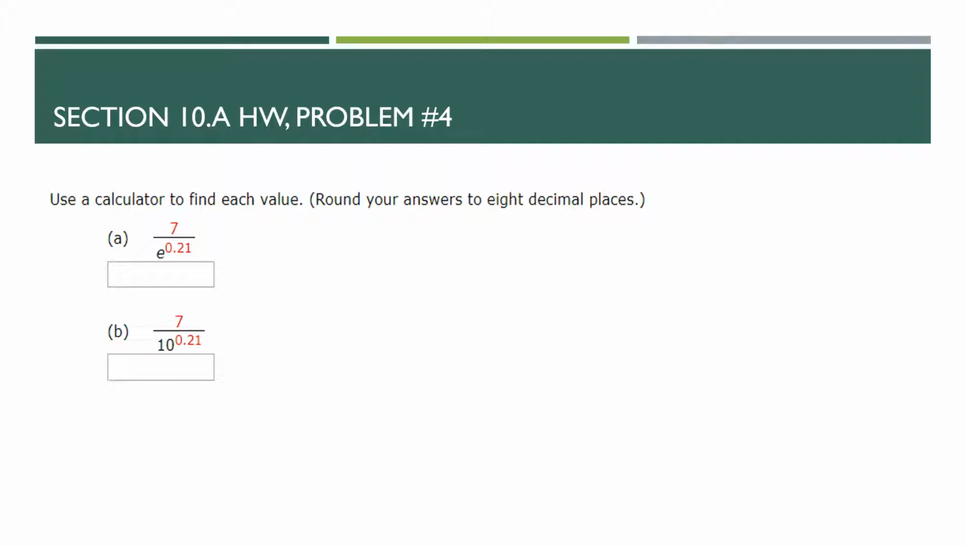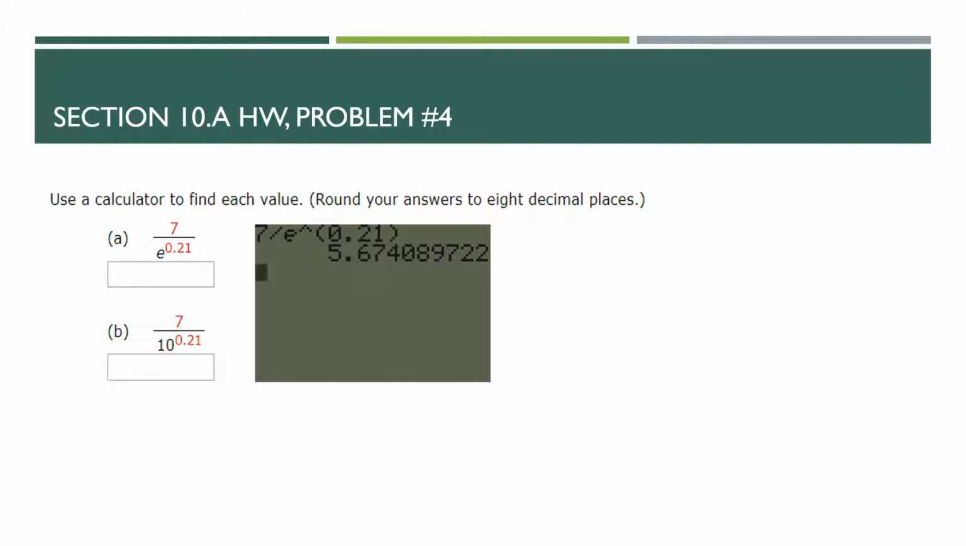Now very similar. It just says use a calculator to find each value. Round your answers to 8 decimal places. So the first one we have is 7 divided by e raised to 0.21. I'm going to let you see me plug that in again. 7 and then divided by e raised to, it opens a parentheses for me, 0.21, I close the parentheses, and that's 5.67408972.